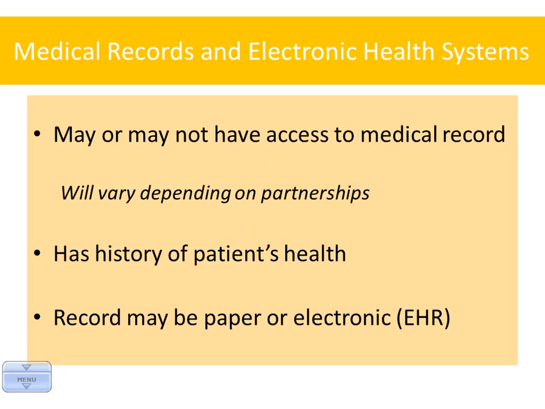Medical records and electronic health systems. They may or may not have access to a medical record. That will vary depending on the partnerships. Right now, the CHWs do not have access to any medical records because we are not involved deeply in any health systems or on any sites where electronic health records are going to be used at the moment. You're going to have a history of the patient's health. The history of the patient's health right now that we have is through our intake form. If there does come a point where you have to refer them to certain resources that need to obtain a history, they will obtain that history, or we can obtain it ourselves if we have a certain form from the organization.